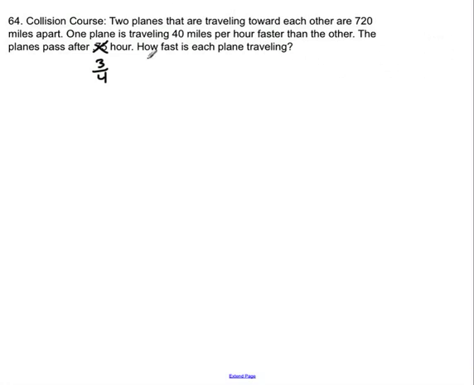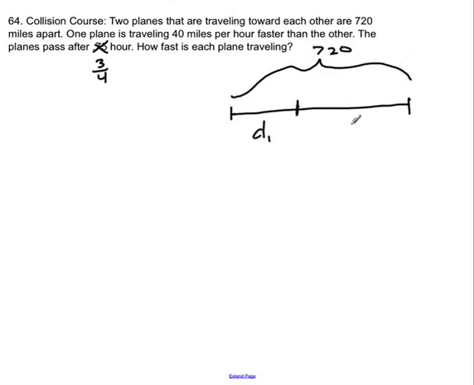If you think about the distance, when they're traveling, they're 720 miles apart. So if you take this length right here, 720, this is going to be the distance. I'm going to call this distance 1, and this distance 2. If we add these distances together, you end up getting the full distance. So we get d1 plus d2, and altogether that's going to be 720. The distance of plane 1 plus the distance of plane 2 is going to be 720.